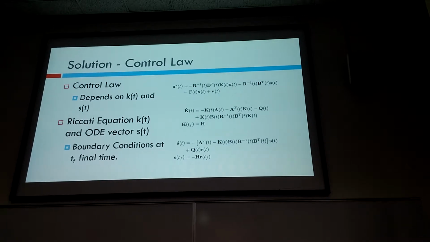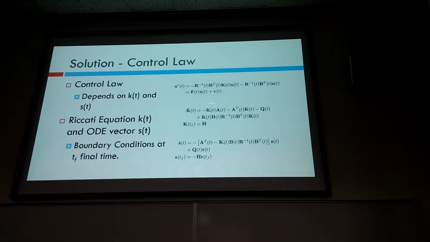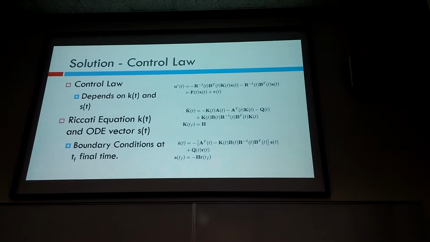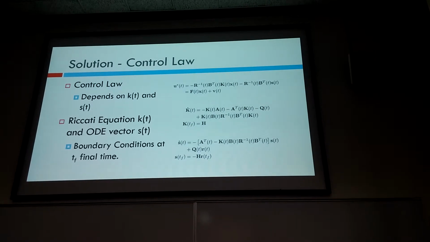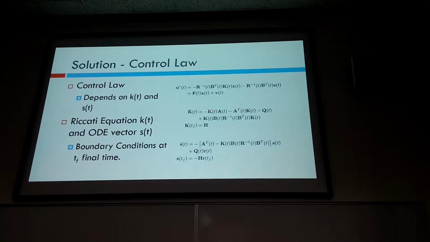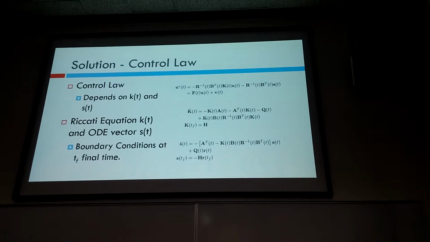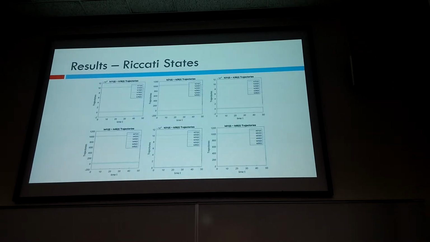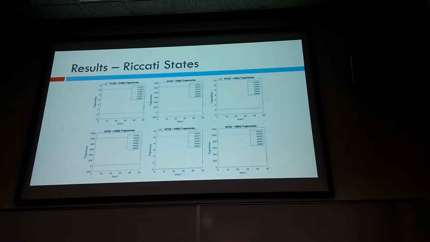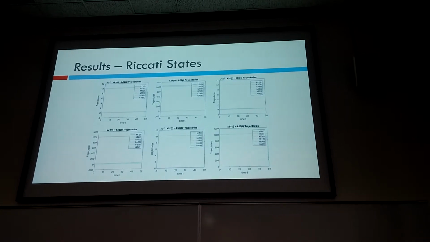All right, so the next step is to define our control law. So this is the general form for the control law for linear tracking problem. And as you can see here, the control law mainly depends on K and S. K and S are Riccati equations. The equations are given right here with their boundary conditions here given for final time. So once we solve those, we can start to see the results of implementing this system into our MATLAB simulation.